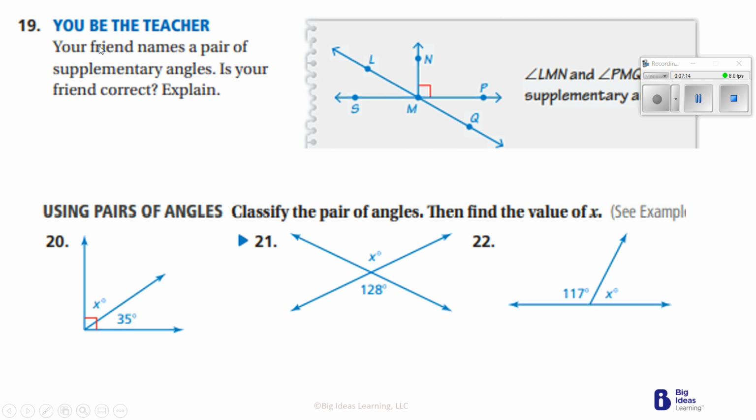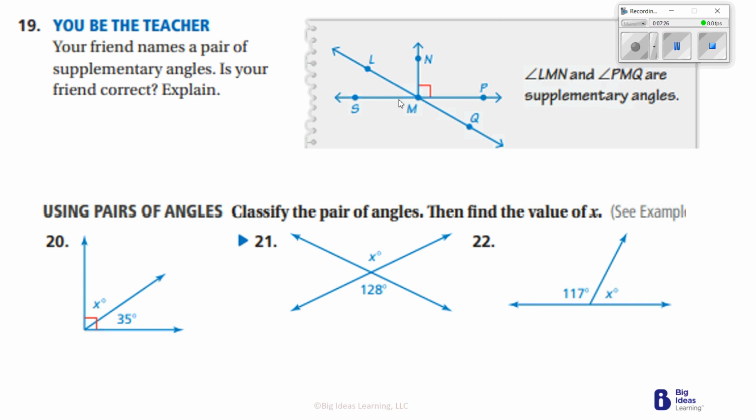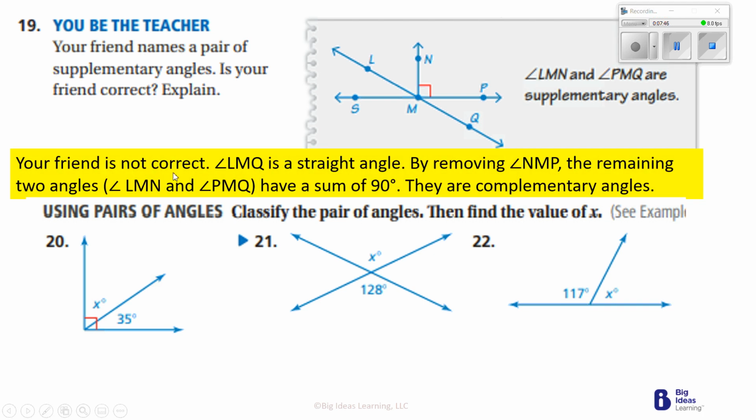I have 19. It says you be the teacher. A friend names a pair of supplementary angles. Is your friend correct? Supplementary angles are two angles that equal 180 degrees. So this is saying LMN and PMQ are supplementary angles. That's absolutely wrong. LMN and PMQ do not make 180 degrees. So I'm going to say no. Your friend is not correct. L and Q is a straight line.